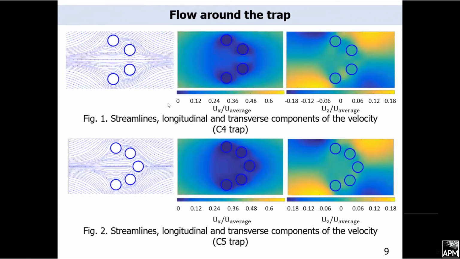This slide shows the streamlines and velocity components of the fluid flow around the C4 and C5 hydrodynamic traps. The liquid flows around the trap both outside and in the area between the cylindrical elements. The element located in the center of the C5 trap creates an additional hydrodynamic resistance. Thus, in the center of the C5 trap, the flow rate is very small. In the center of the C4 trap, there is an area with a higher velocity. In this case, the probability of a drop hitting this region increases.